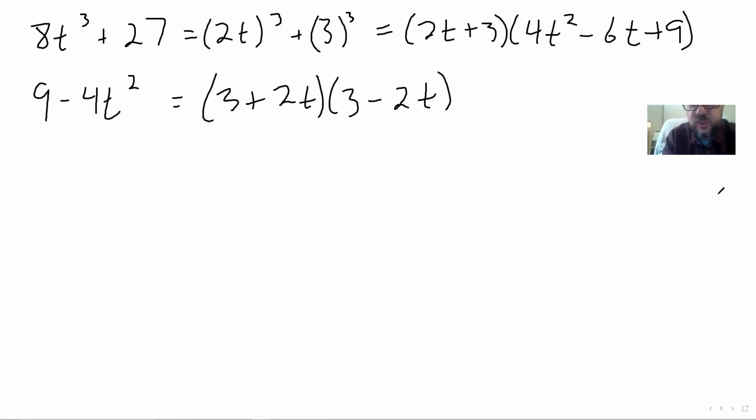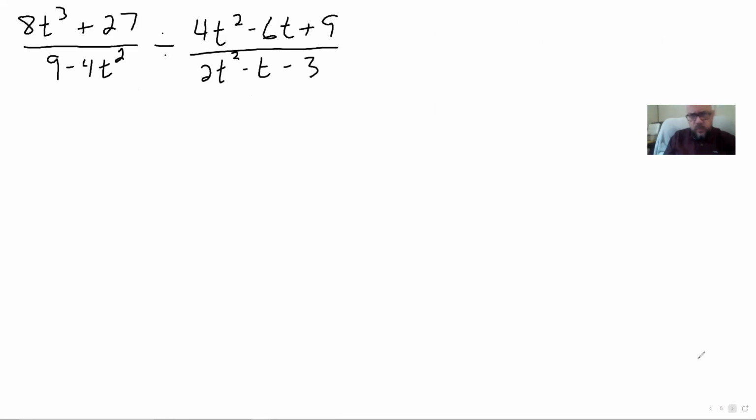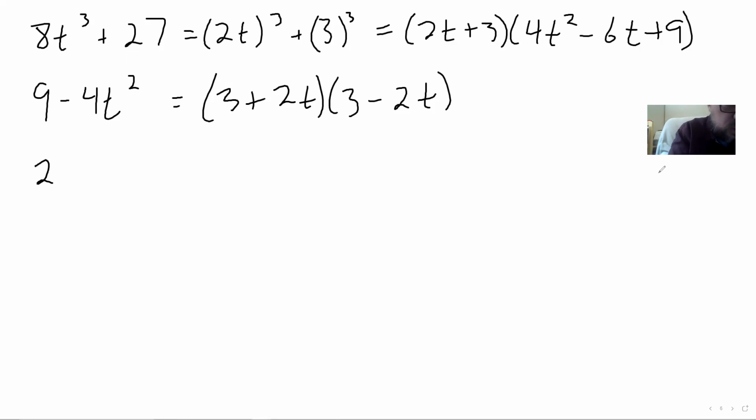And the reason you can't switch the order is that 3 minus 2t and 2t minus 3 are different things, right? They're negatives of each other, which we're going to use in just a second. And then there was one other one. It was 2t squared minus t minus 3. And you can do this by trial and error or the AC method. I guess I'll do the AC method since that's what I've recommended for you guys with these.